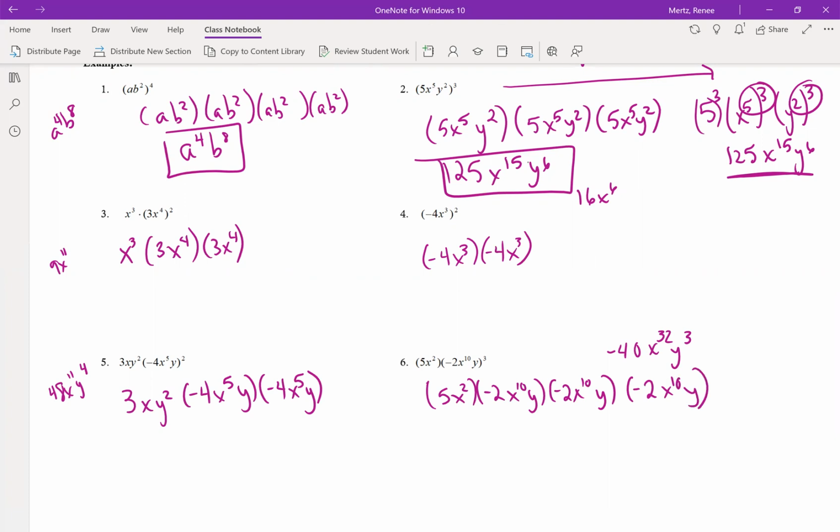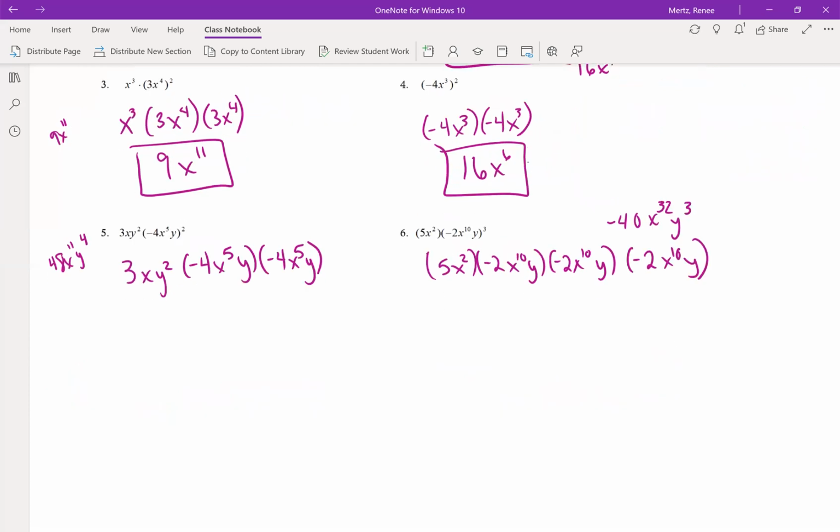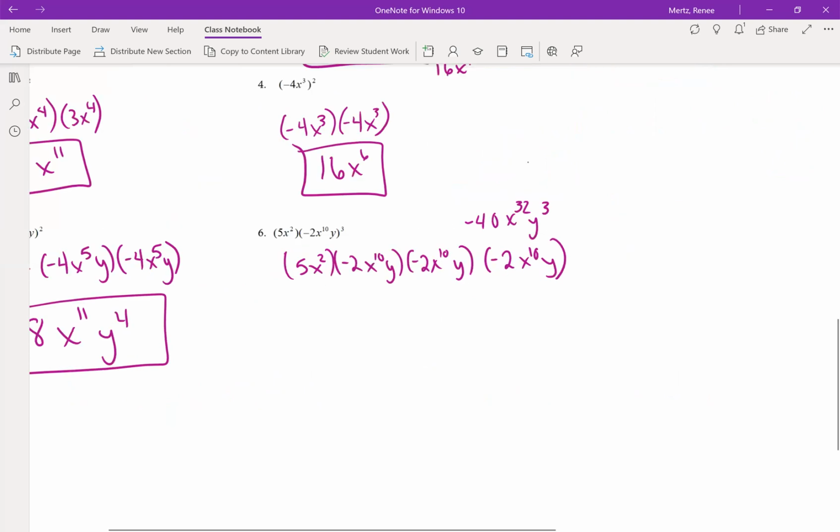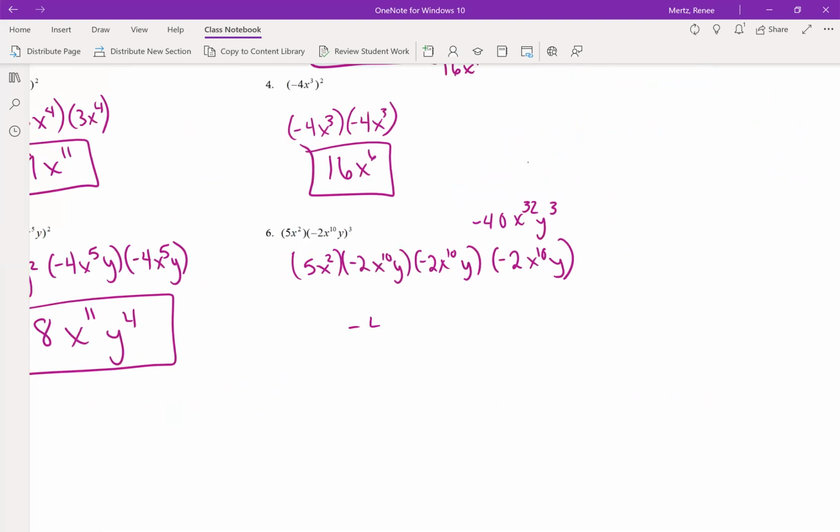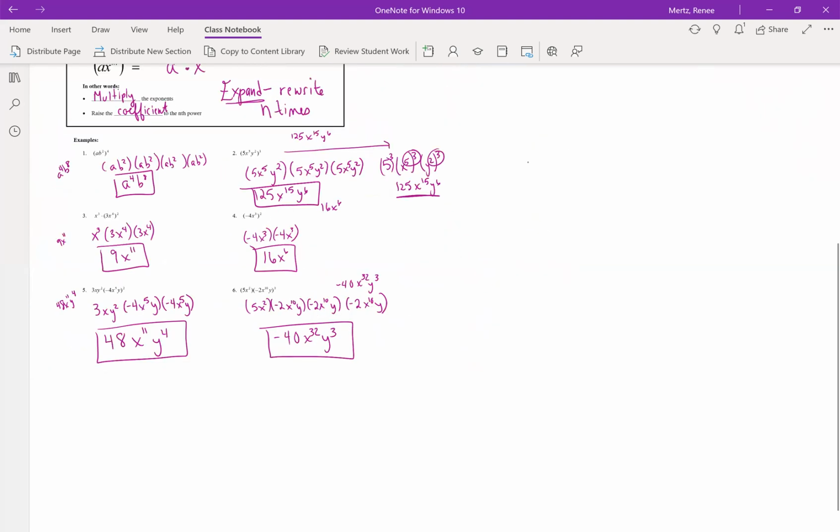So checking the answers, 9x to the 11th is true. 16x to the 6th is true. Make sure you use parentheses to do -4 times -4, so you get the right answer if you square it. 48x to the 11th, y to the 4th. And lastly, -40. We have 32 x's and 3 y's. So nice job. Hopefully you're successful on the practice problems of these. Good luck to you.